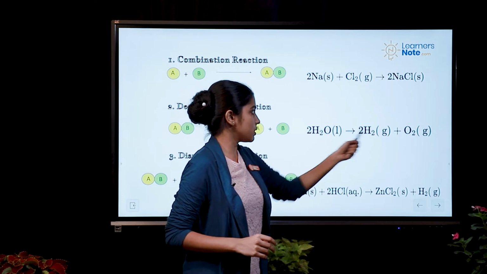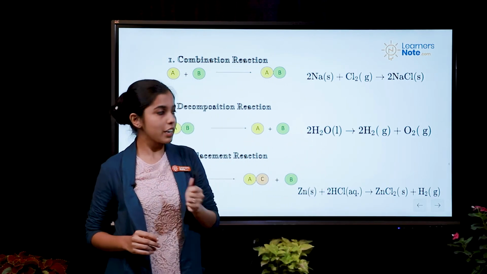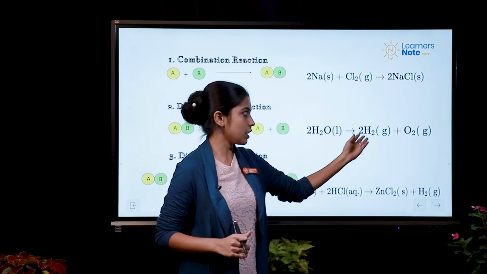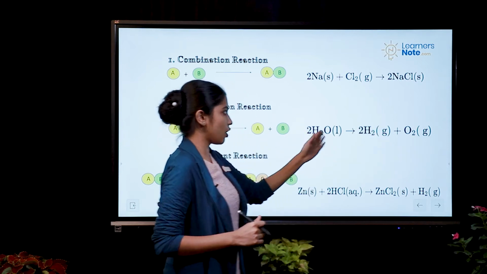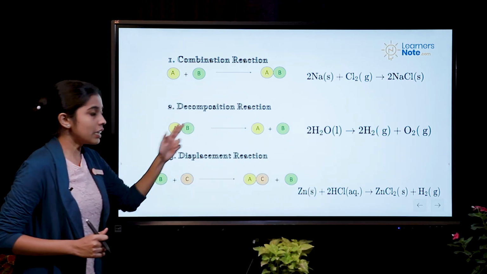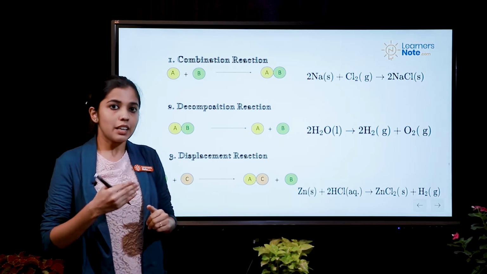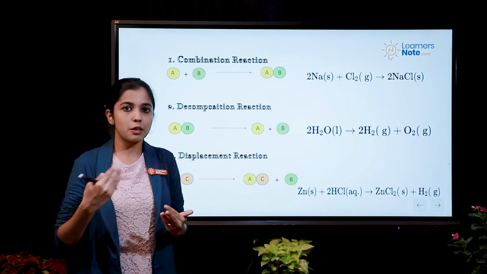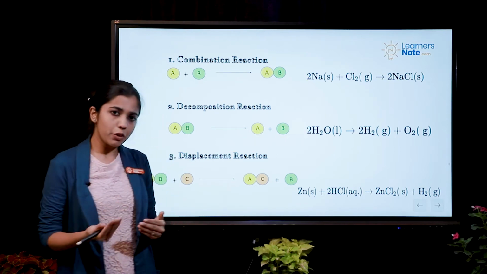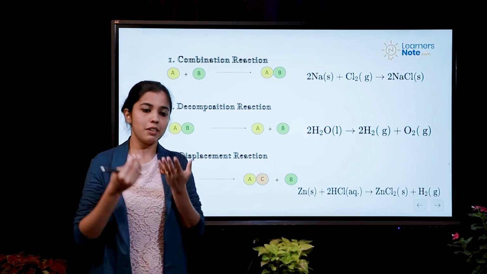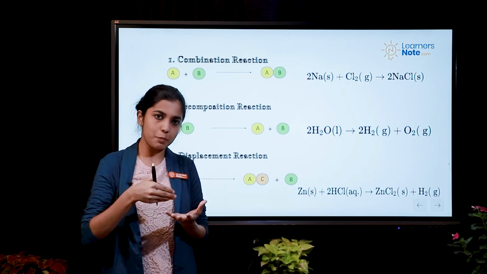So here, from a single reactant you have multiple products, that is, you get the constituents of the reactant. Decomposition reaction can again be classified into photolysis, thermal decomposition, etc. In photolysis, what happens is, you have a reactant and you have sunlight passing to it.